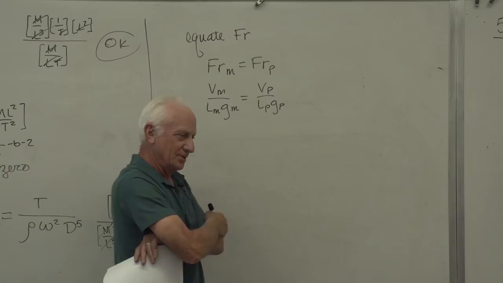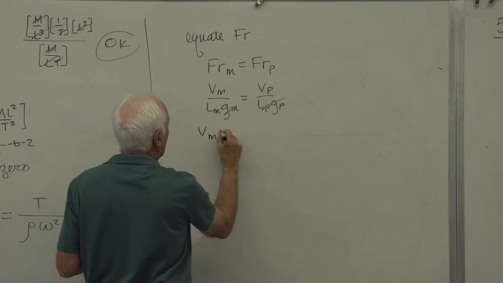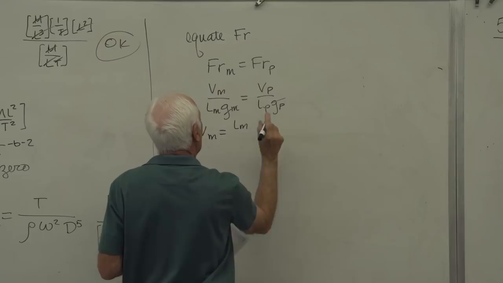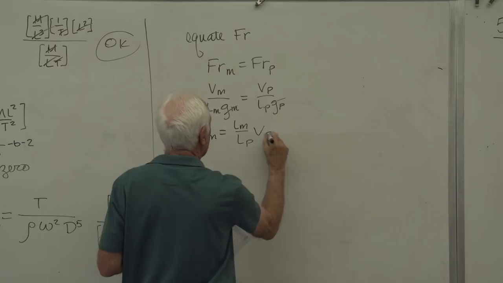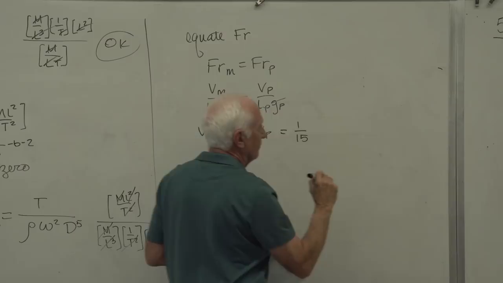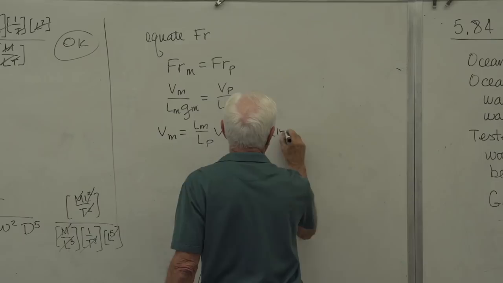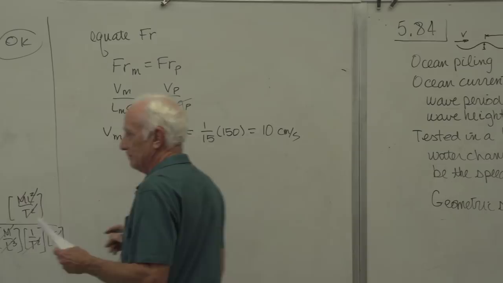Gone. So I want the velocity of the model. Velocity of the model equals L_M over L_P times the velocity of the prototype. Okay, model is 1 to 15. Velocity of the prototype of the waves, 150 centimeters per second. That's 10 centimeters per second. That should be the speed set in the lab in the water channel.